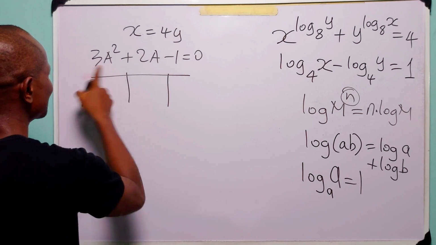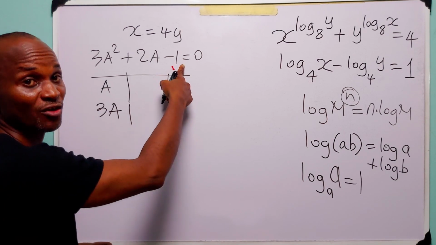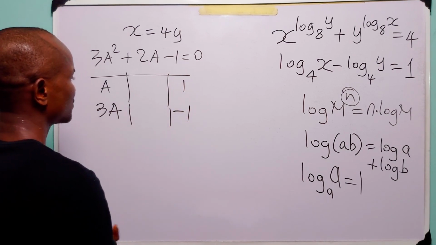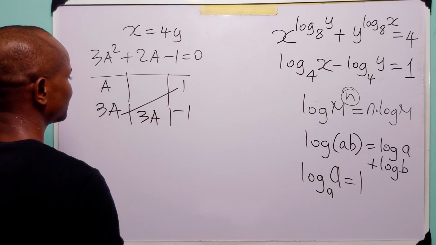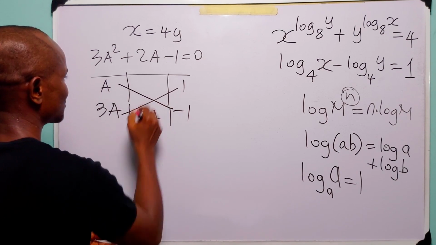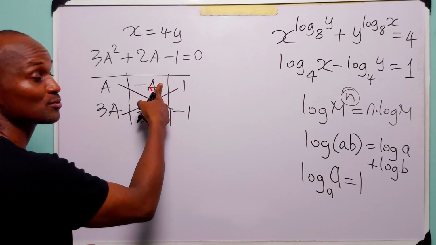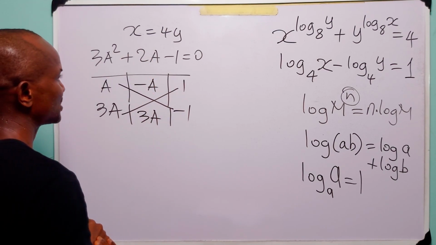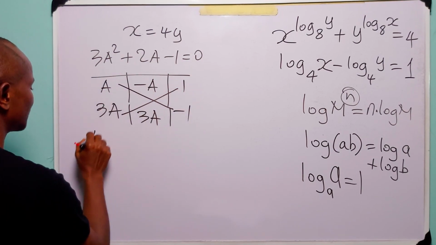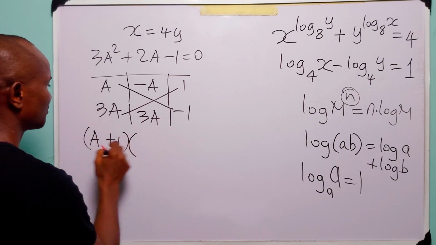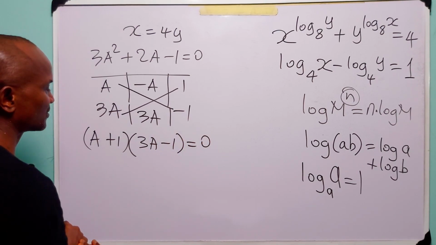The factors of 3a squared are a and 3a, while the factors of minus 1 are 1 and minus 1. If we multiply 3a by 1, we are going to have 3a. And if we multiply a by minus 1, we are going to have minus a. And if we add 3a to minus a, we are going to have 2a. So that means that when we factorize this quadratic equation, we have a plus 1 multiplied by 3a minus 1, and everything is equal to 0.